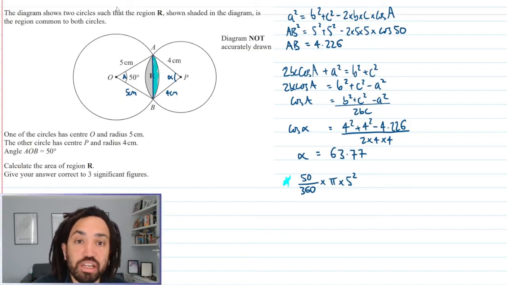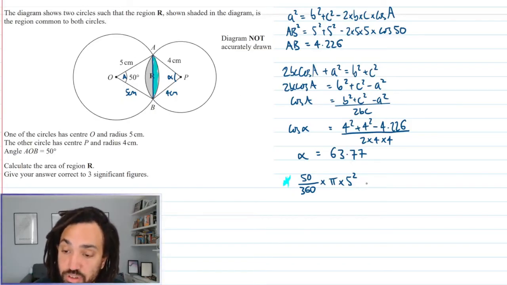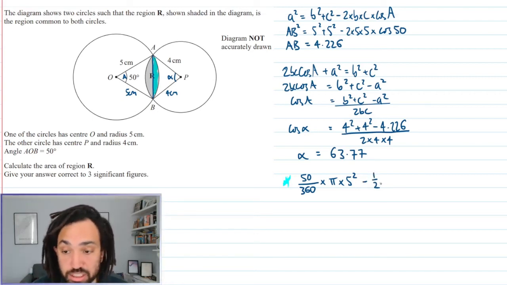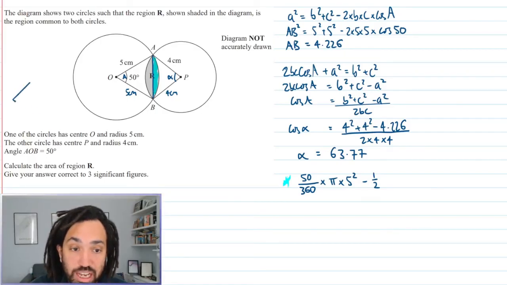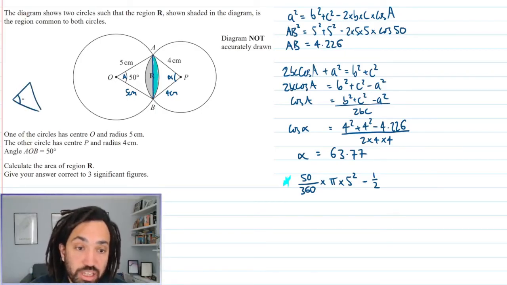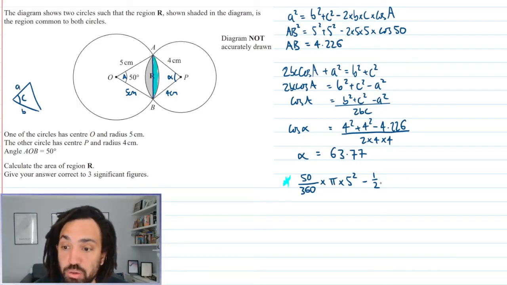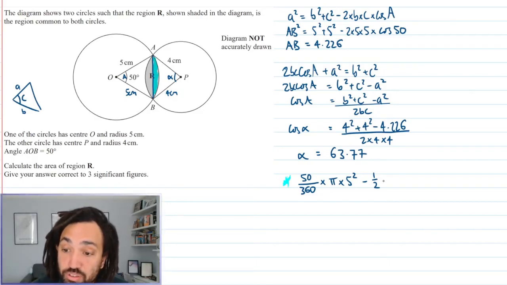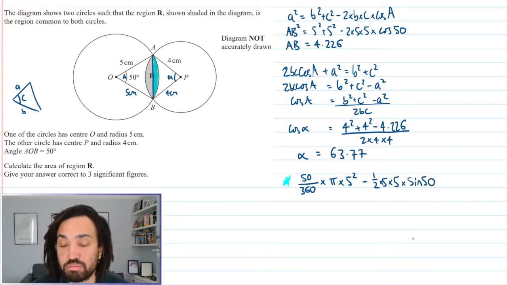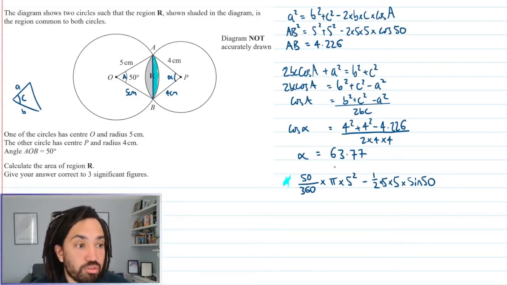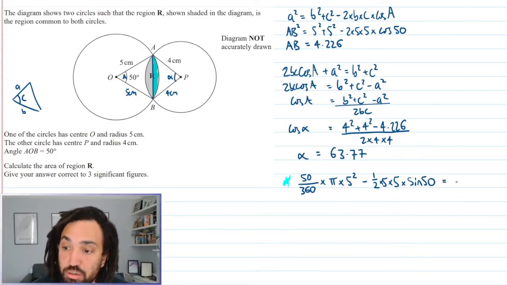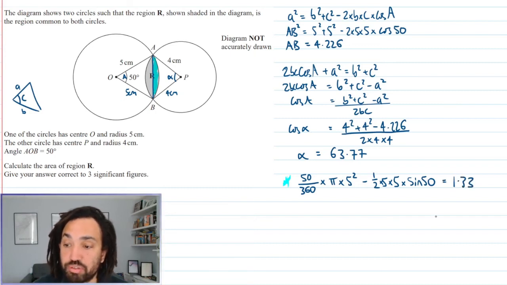Okay, so how do I find the triangle? Well, the area of a triangle is a half ab sine C. Again, that's in your formula booklet. Now, what does that mean? If you've got a triangle and you know the angle, call it capital C, a and b are the sides adjacent to the angle, we can always find the area. So it's a half of a, which is 5, and b, which is 5, times sine of capital C, which is 50. Okay, great. So that gives me my blue area, which, when I put it into my calculator, is 1.33.